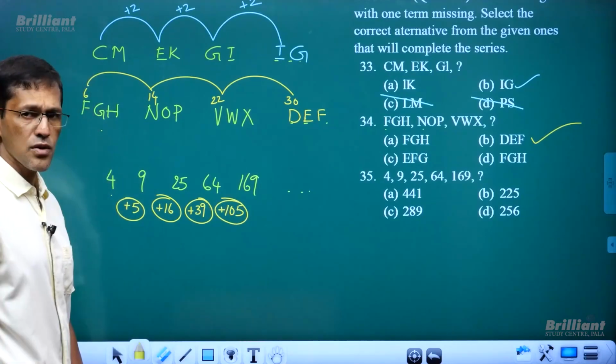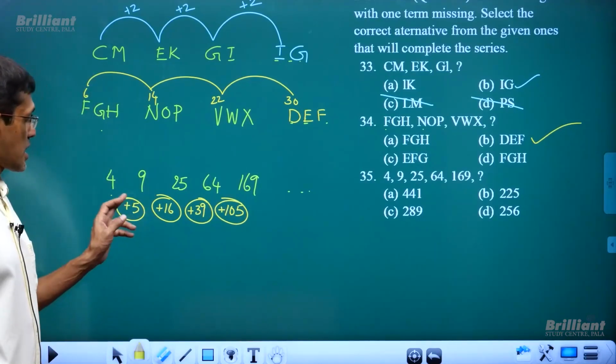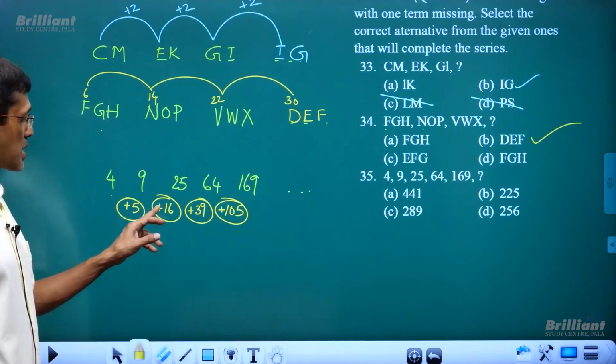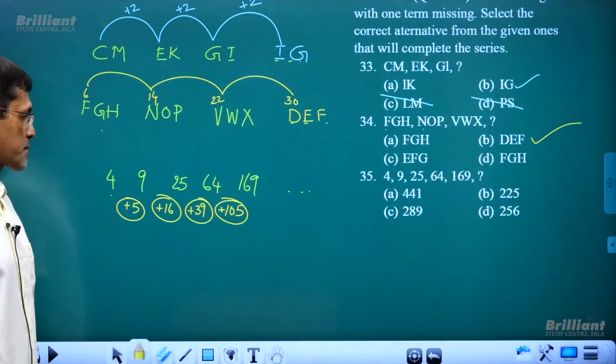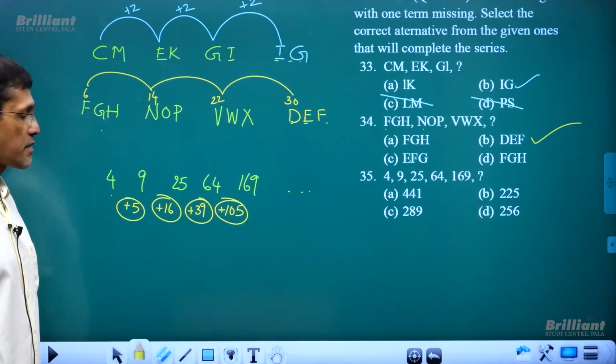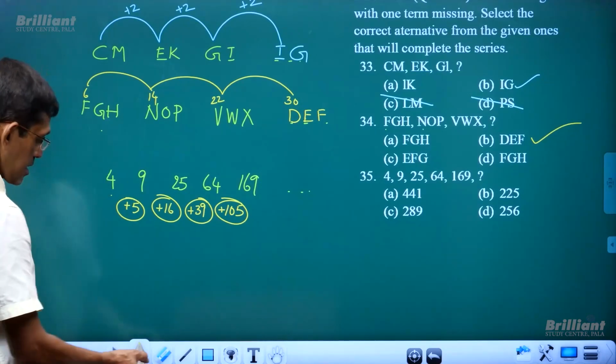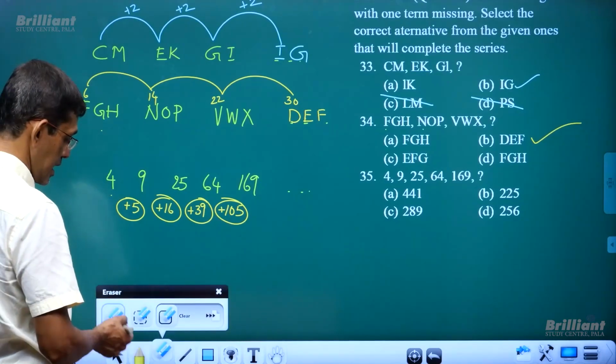Does it make any sense at all? 16, how do you get 16? 5 into 3 plus 1 is 16. 16 into 3 plus 1, it's not 39. So that kind of pattern doesn't work. So from the differences, we are not really getting an answer. What else do you have? Anything else?